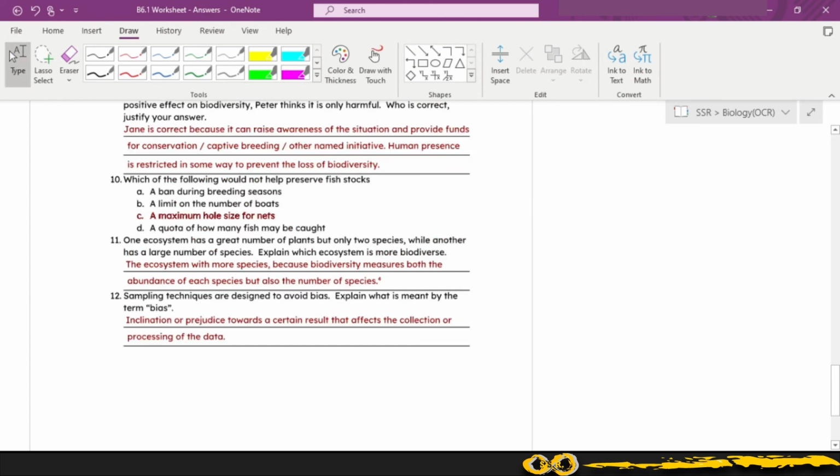At question 11, ecosystems that have a small number of species with a lot of diversity versus ecosystems that have a large number of species and a large amount of each species means that they have much higher diversity. So because biodiversity is both species and abundance, that needs to be taken into consideration when you are looking at calculating biodiversity.